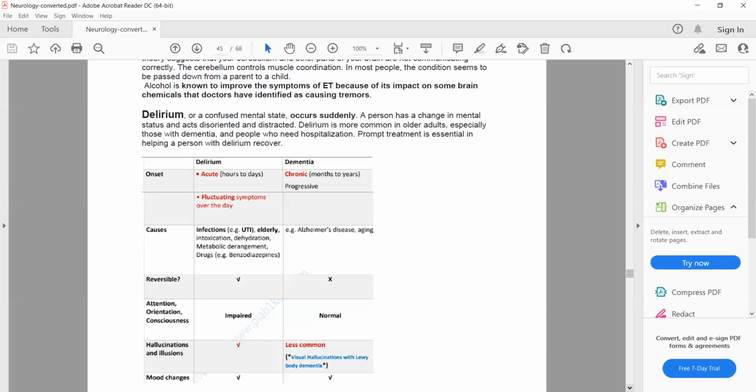So the three important causes that you need to remember for the PLAB 1 exam as a cause of delirium are infections, for example, UTI or pneumonia, and metabolic derangements such as hyponatremia, as the cause of delirium in older adults.